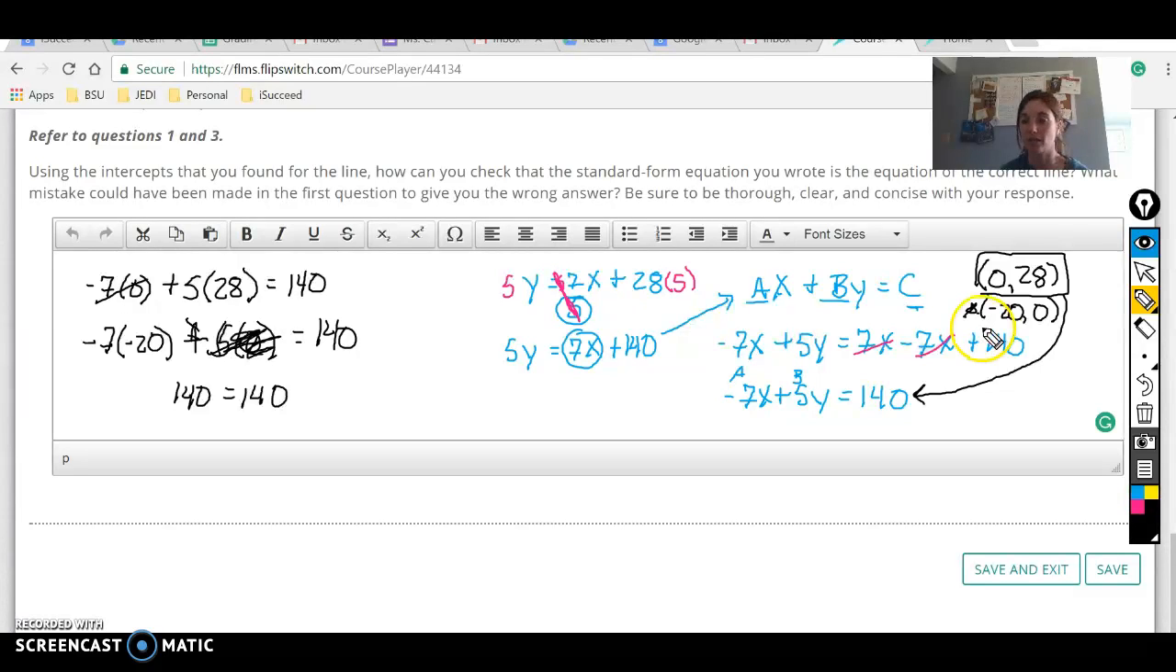So things that could have gone wrong, I could have maybe mixed up the x and y's, and I could have ended up with negative 7 times 28, and that certainly wouldn't have equaled 140. Or I could have done negative 20 times 5, and again, that wouldn't have equaled 140. So making sure that we aligned our x's and y's appropriately is really important to getting the right answer here. So hopefully that gives you enough information to provide a clear and concise answer here, and I'll look forward to reading what you write. Thank you.